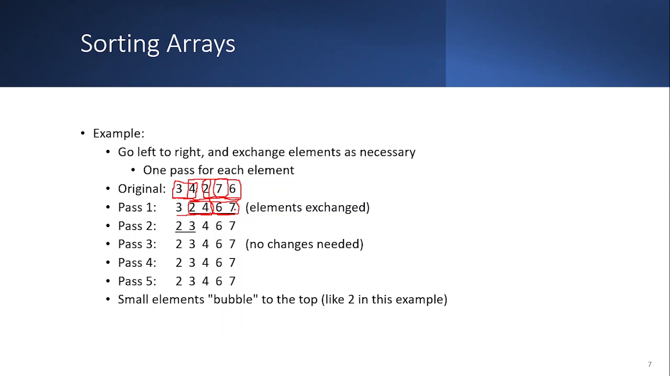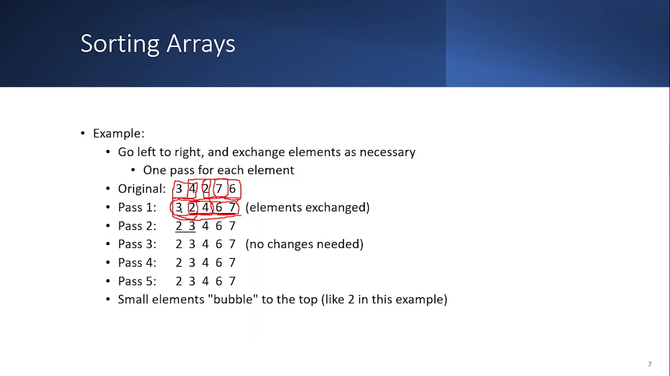If you look at it after this pass, the smallest value is not yet in its correct position, but the largest value has sunk to the bottom. The largest value is 7, and it has sunk to the bottom. Now we have to work on this array in the second pass. The second pass starts by looking at the first two elements of the array, which is the result after pass 1.